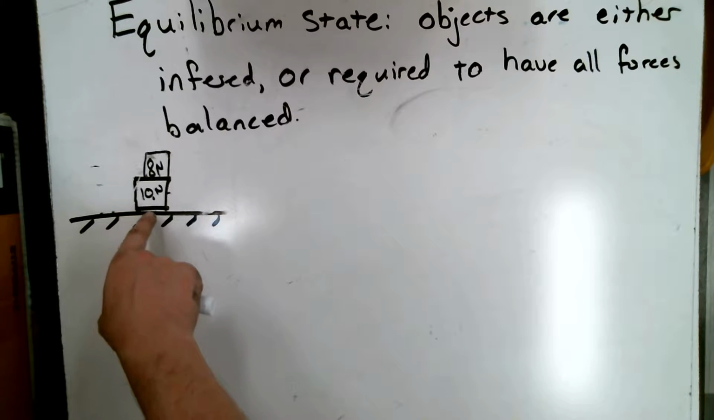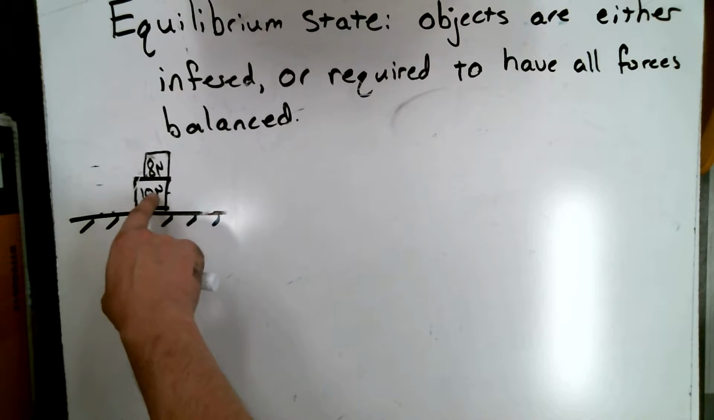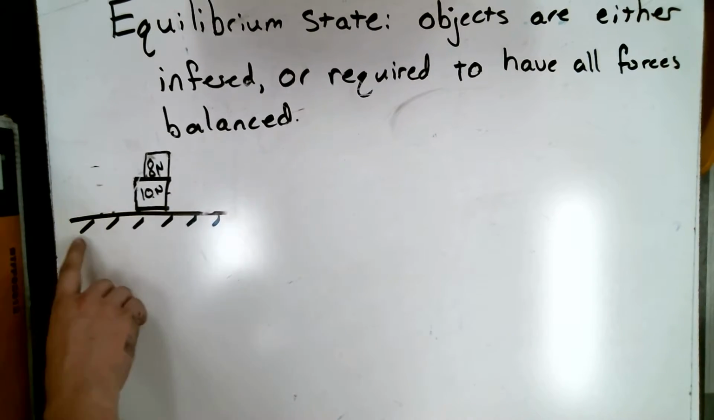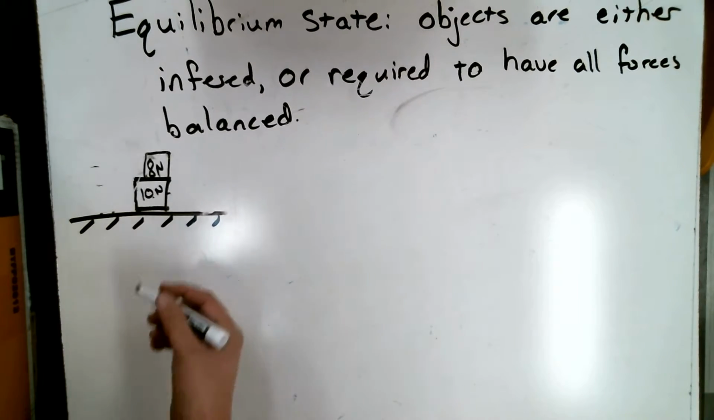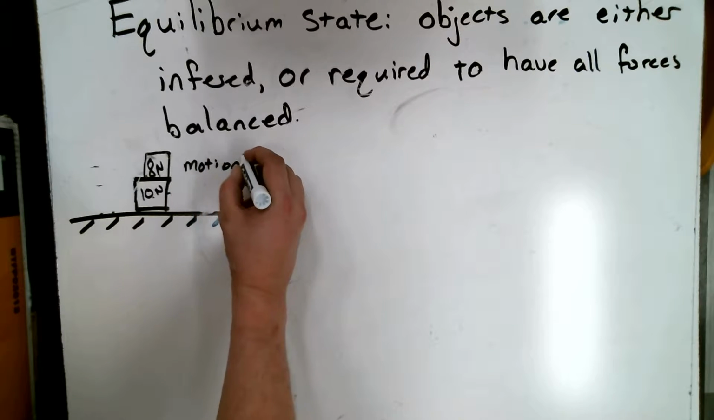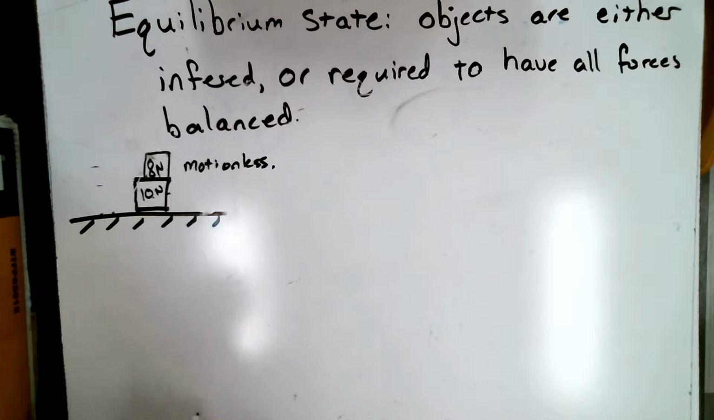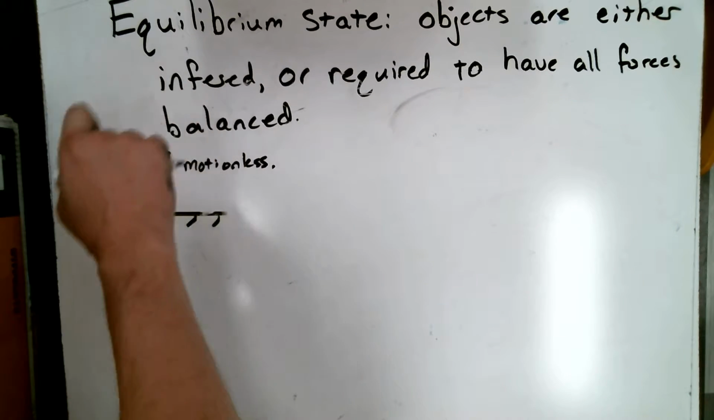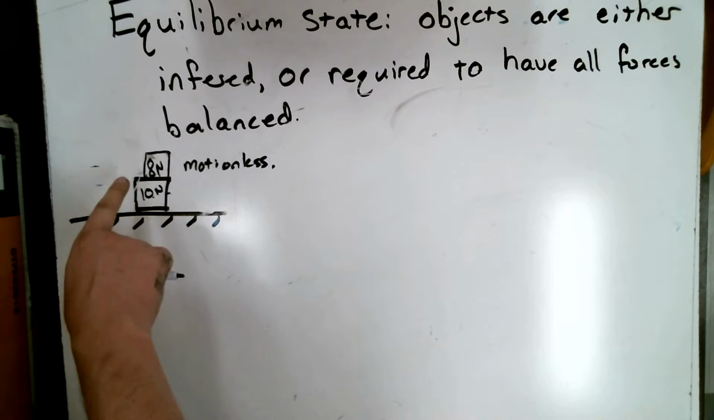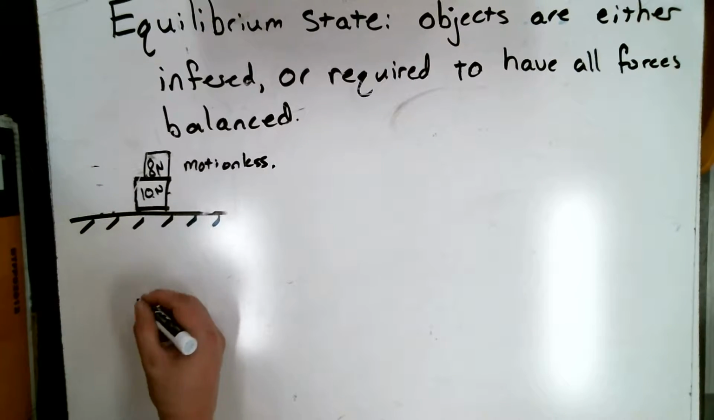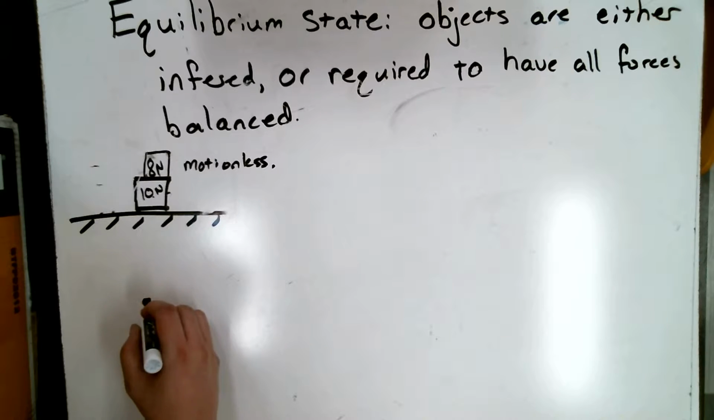So in our problem here, we have a 10 Newton box with an 8 Newton box resting on top of it. It is sitting on the ground. For our particular demonstration, we're going to consider this motionless. Because it is motionless, the motion is unchanging, we are going to infer that the forces on this must be balanced. Let's go ahead and do a force diagram to make sure we have all of the forces identified.